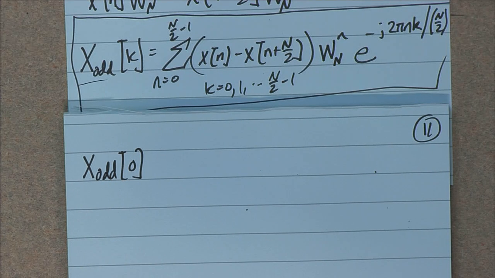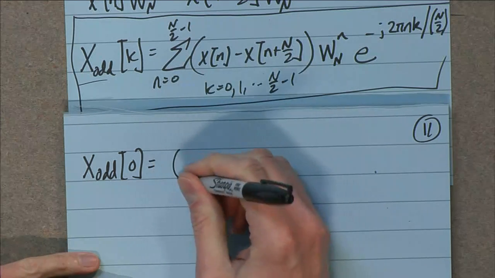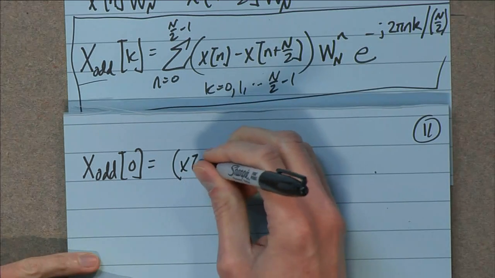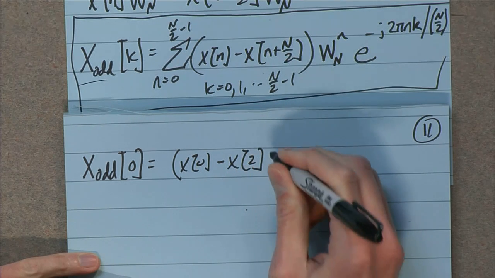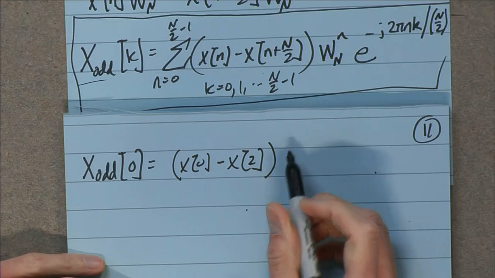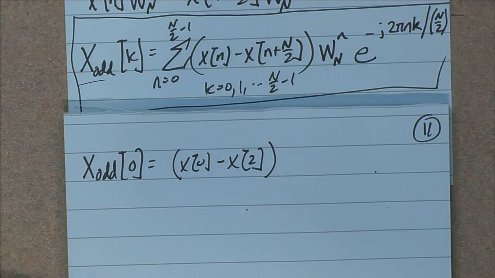So let's take a look at the first sample, which is the 0th. n is 0, so that's easy. 0 minus n over 2. N is 4, so we've got that. n is 0, that goes away. n is 0, this extra twiddle factor goes away.